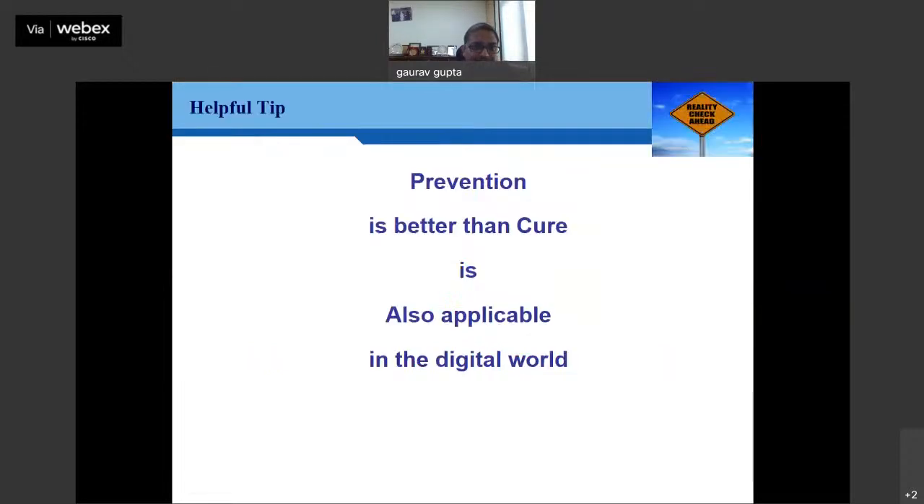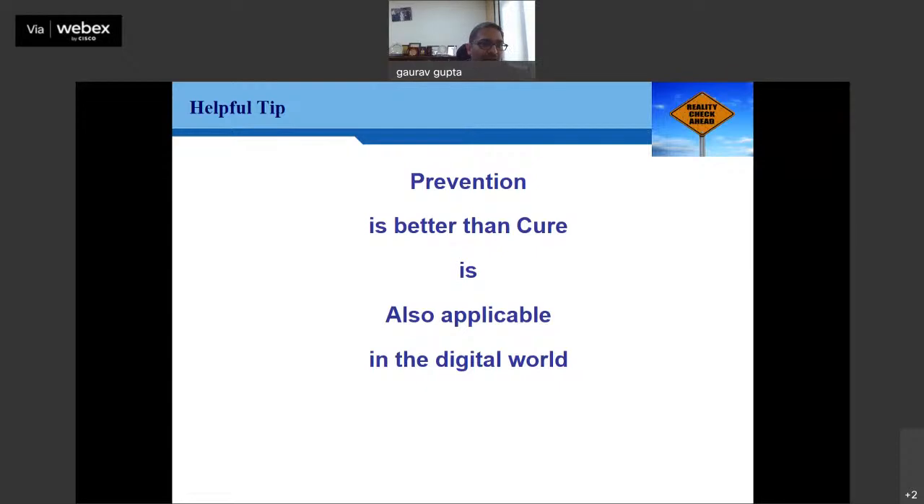Next, please. Prevention is better than cure, and this is also applicable in the digital world. Like in the pandemic, we were using sanitizers and masks. In the same way, in the digital world, we must take precautions. We must take prevention. We must be aware. We must know about what is going wrong. What should we not do? What should we do? All these do's and don'ts must be strictly adhered to.